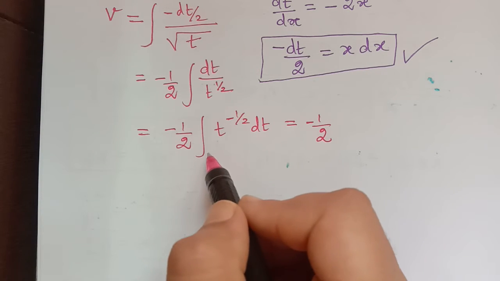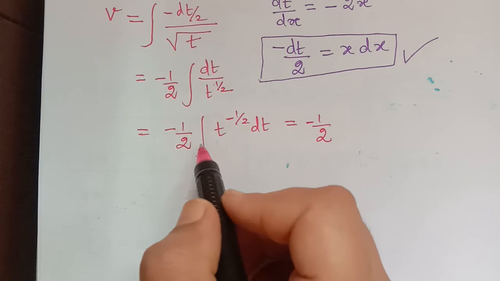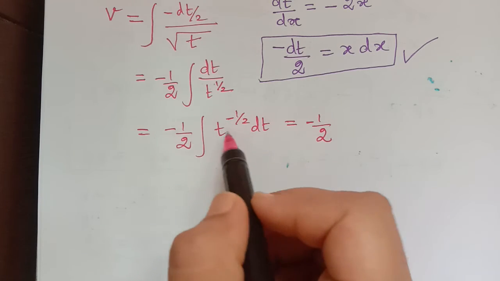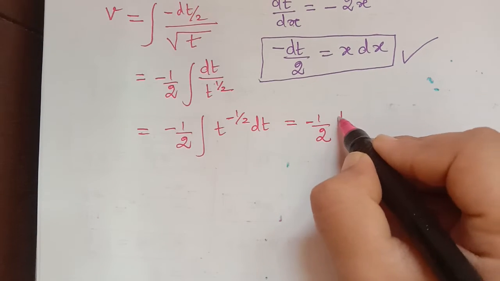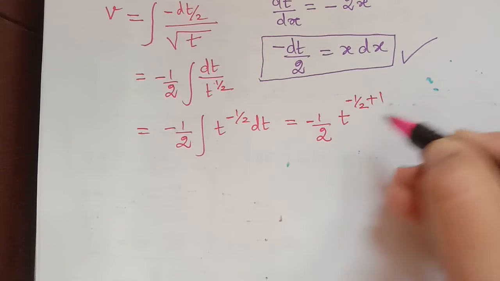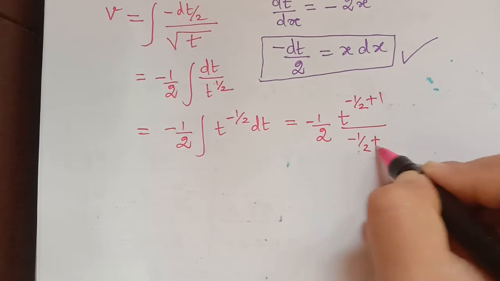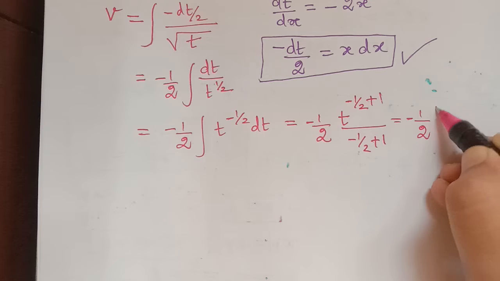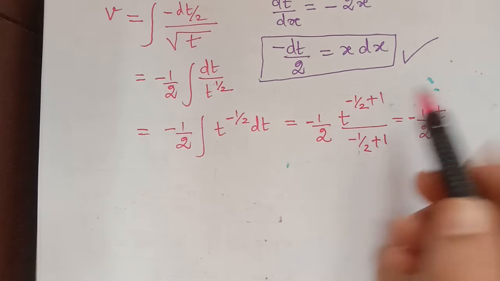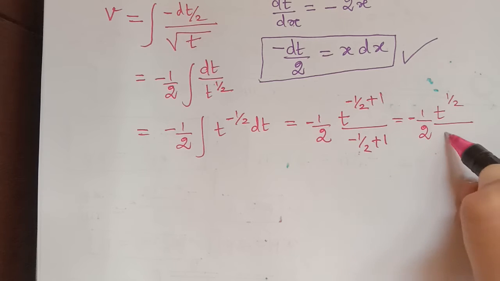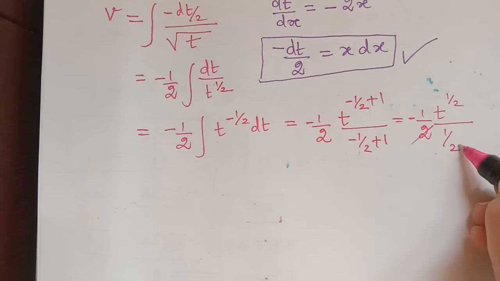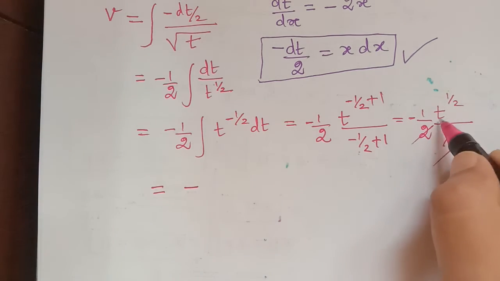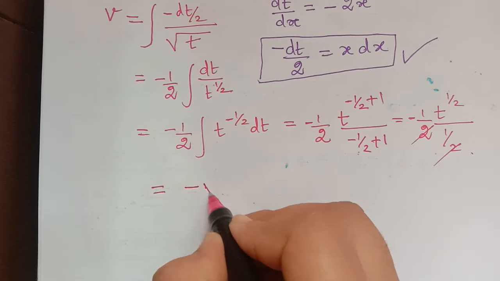By using the formula integral x power n dx, we know that the formula is x power n plus 1 divided by n plus 1. So now here the value of n is minus 1 by 2. So using that formula, t to the power minus 1 by 2 plus 1 divided by minus 1 by 2 plus 1. So this is what we get. Now that is equal to minus 1 by 2 t to the power, what is minus 1 by 2 plus 1? It is 1 by 2, divided by 1 by 2. So this 2 and this 2 get cancelled, and we get minus t to the power 1 by 2, which can be written as square root of t.